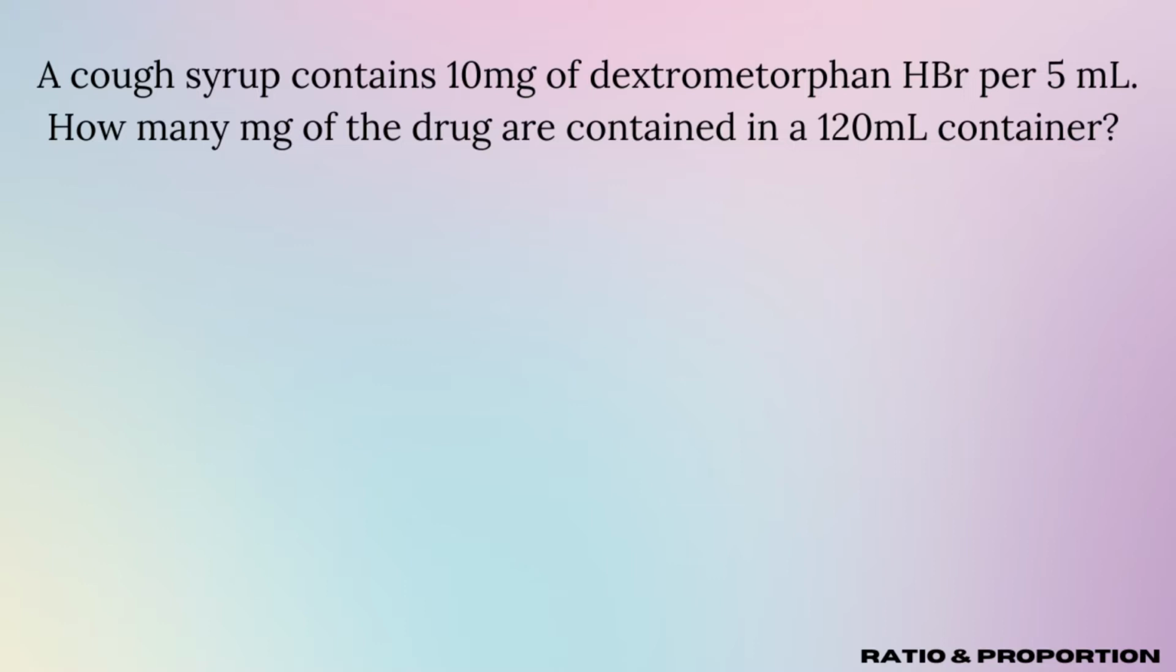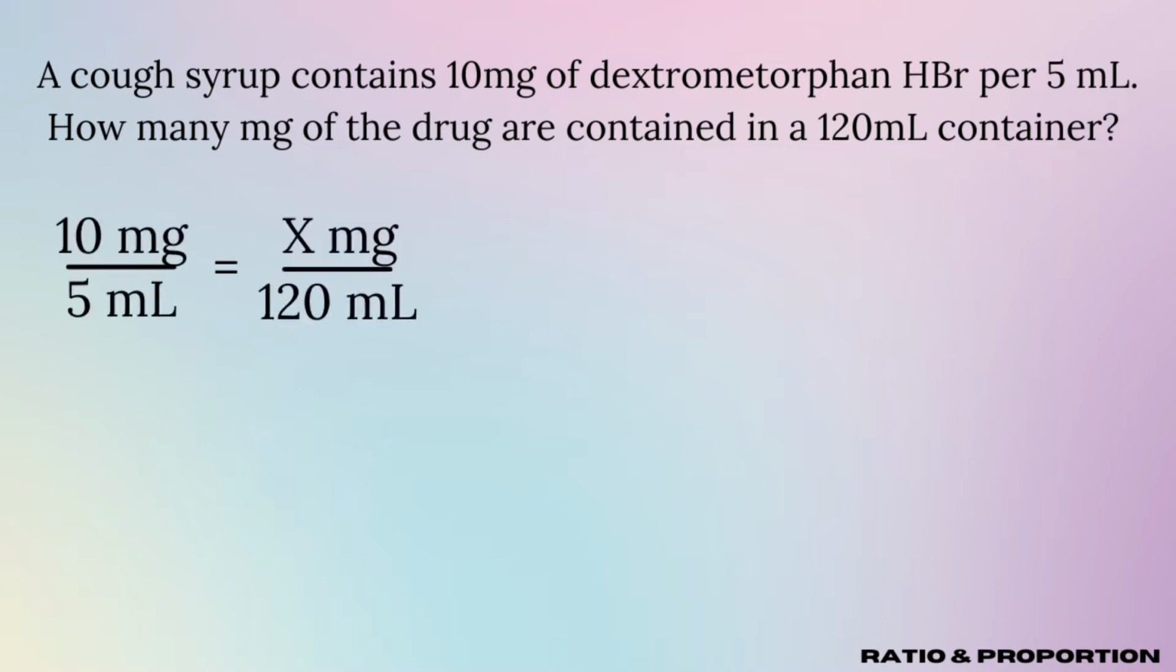So for the first question, we have a cough syrup contains 10 milligrams of dextromethorphan hydrobromide per 5 ml. How many milligrams of the drug are contained in a 120 milliliter container? On this problem, we have 10 milligrams per 5 ml and the other value is 120 ml. Pinapahanap sa atin how many milligrams of the drug ang meron sa isang 120 ml container, which is depicted by X. Remember na kapag ratio and proportion, we are dealing with relative amount of quantities.